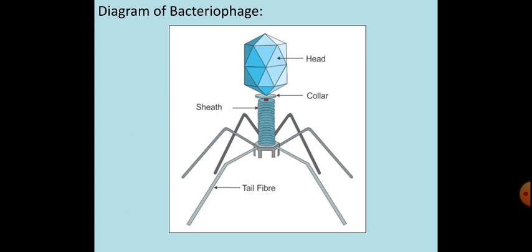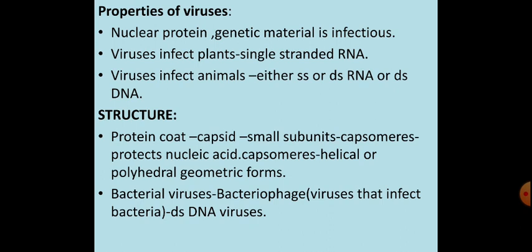These are viruses which infect the bacteria. Diagram is important. Okay. Coming to the structure of virus. Viruses have a simple structure. They have a protein coat called capsid. A protein cover called capsid, made up of small subunits called capsomeres. Okay. Viruses have a protein coat called capsid, made up of small subunits called capsomeres.